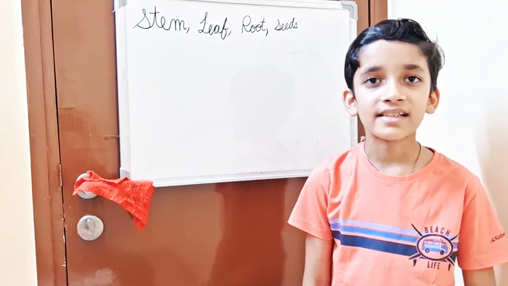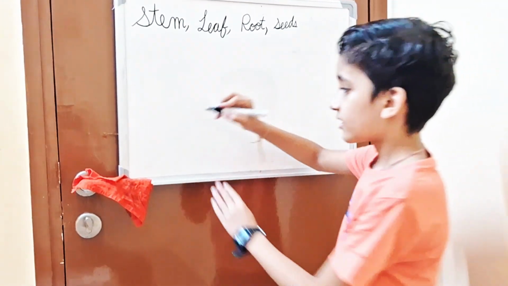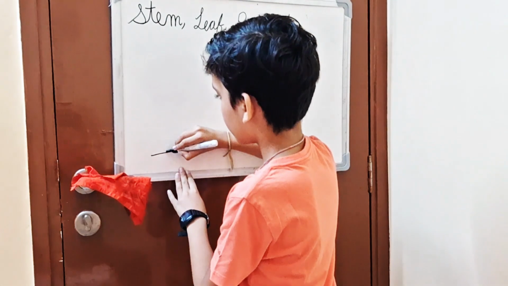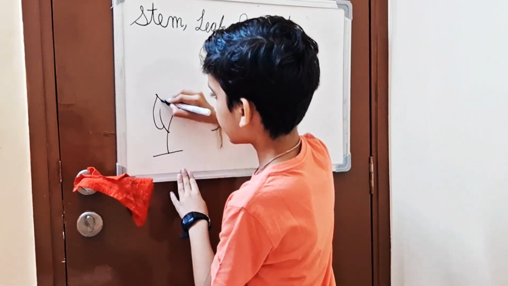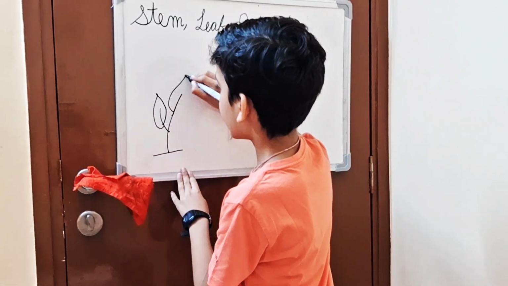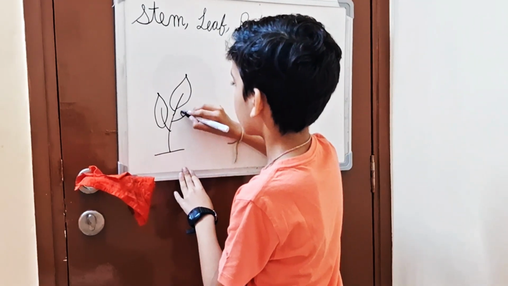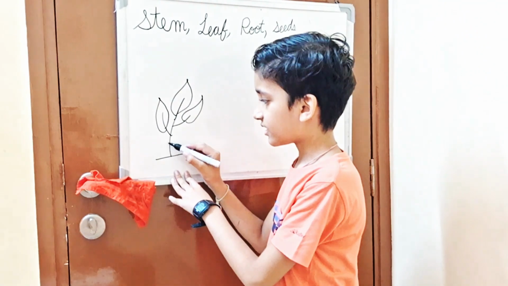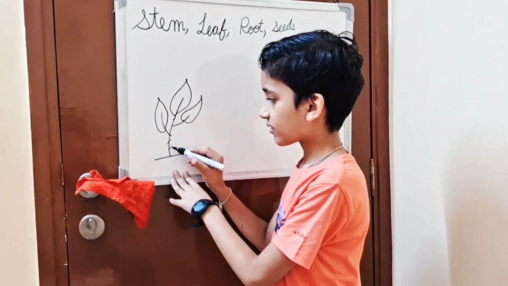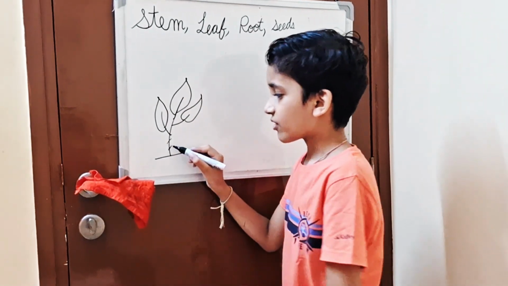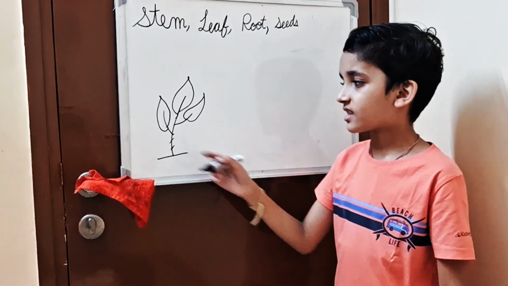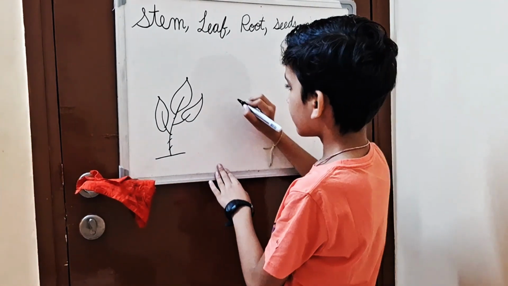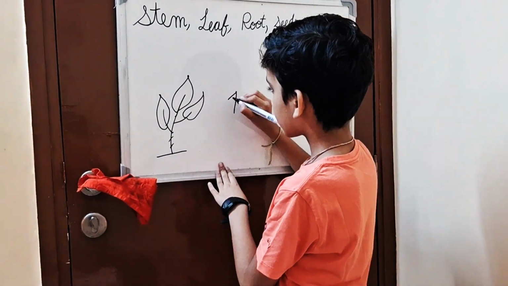Rose is grown by stem cutting. Suppose this is a rose plant. Then you have to cut the stem like this, slanting. You have to cut the main stem like this, slanting, and it would look like this.